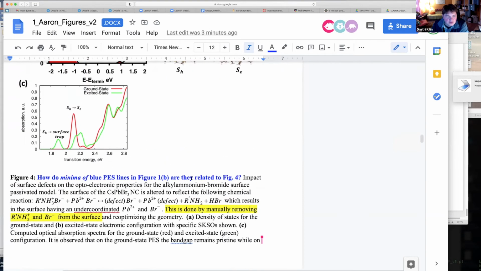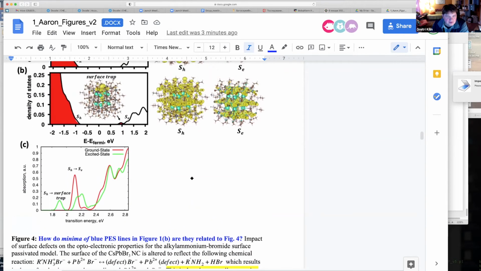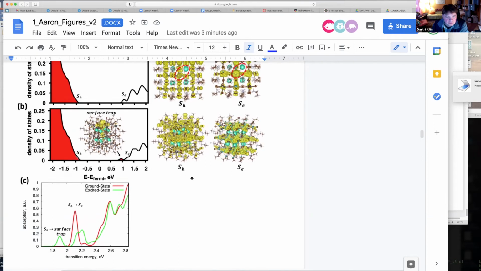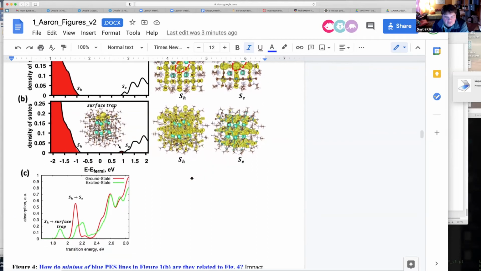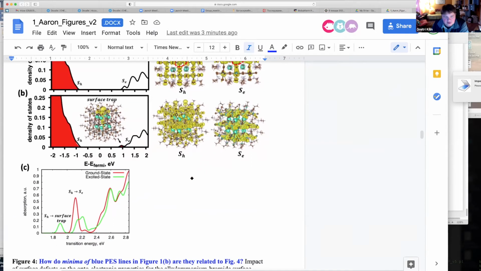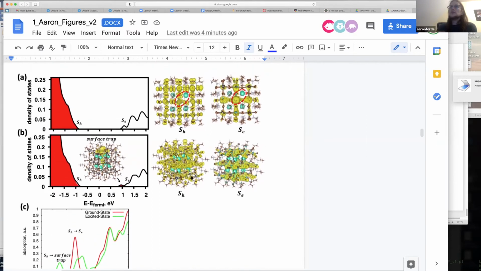I think there is only one question on figure 4. It's a cosmetic question, asking to confirm that this figure does correspond to the blue potential energy surfaces in 1B. Yes. Okay. So panel A would be the ground state, and panel B would be the excited state.